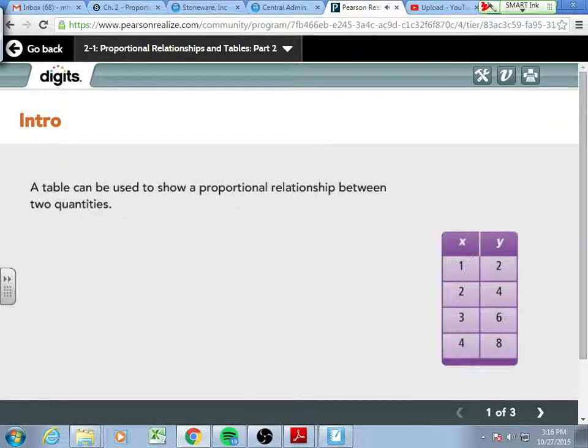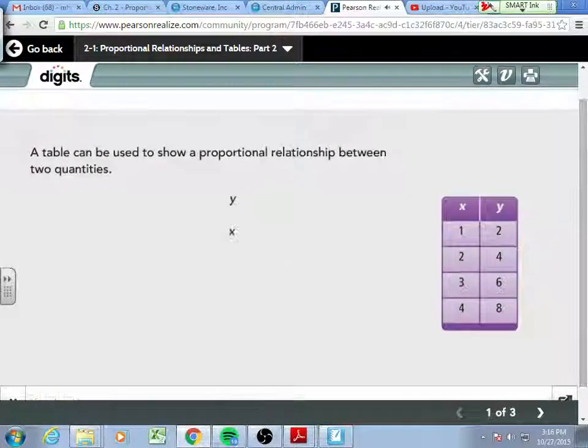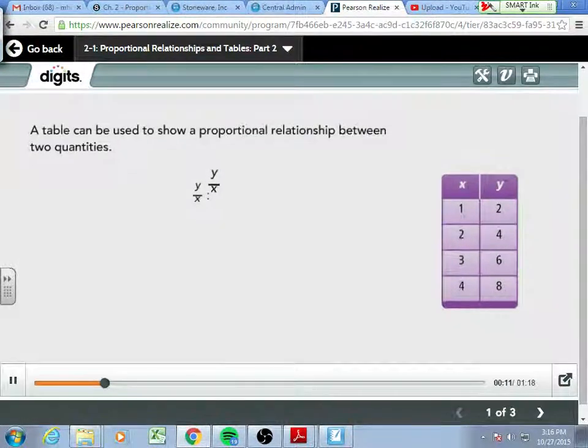A table can be used to show a proportional relationship between two quantities. So now, whenever you're setting up tables to check ratio equivalency, you always want to make that ratio be y over x. And now I'm actually going to stop the video because I'd rather us solve it. So you always want it to be y over x. Might as well just write it.